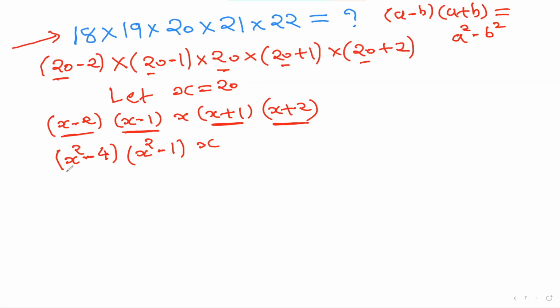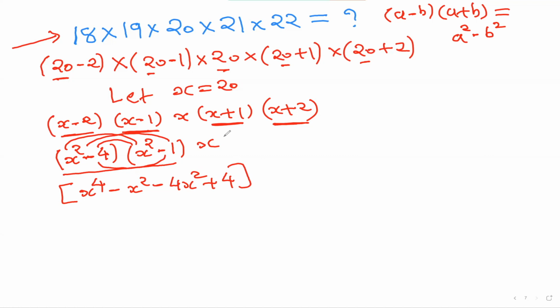Now, I will try to expand these two. So when I'm expanding, I'll be multiplying my x square with x square first. So x square times x square is x power 4. And then x square with minus 1, which is minus x square. And then minus 4 with x square, which is minus 4x square. And then minus 4 times minus 1, which is plus 4. And then this x will remain as it is.